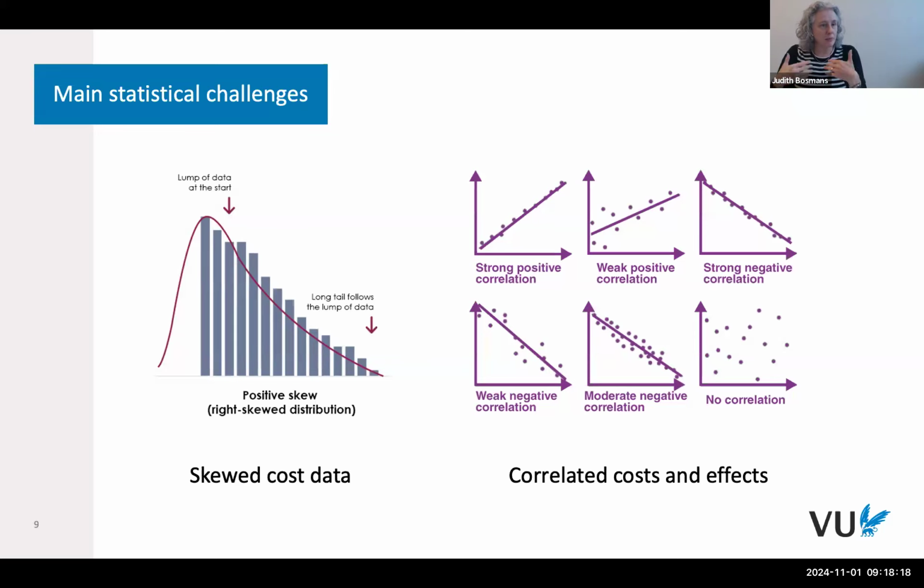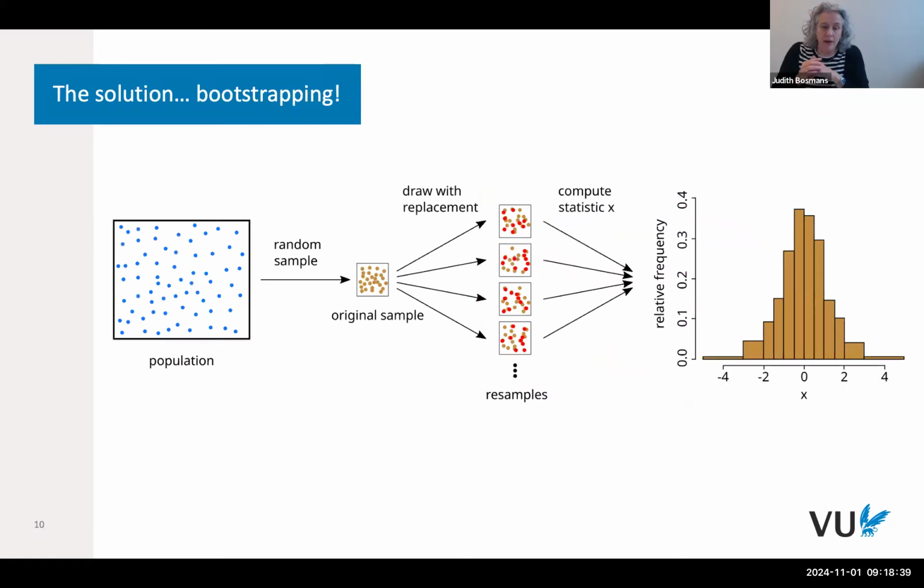And we provide a lot of health services to hopefully make them better. In that case, you have a strong negative correlation. But what we see in cost effectiveness data is that the correlation is often pretty strong. So you have to take that into account in the analysis of the data. And there's a solution that deals with both these challenges at the same time, and that's bootstrapping.